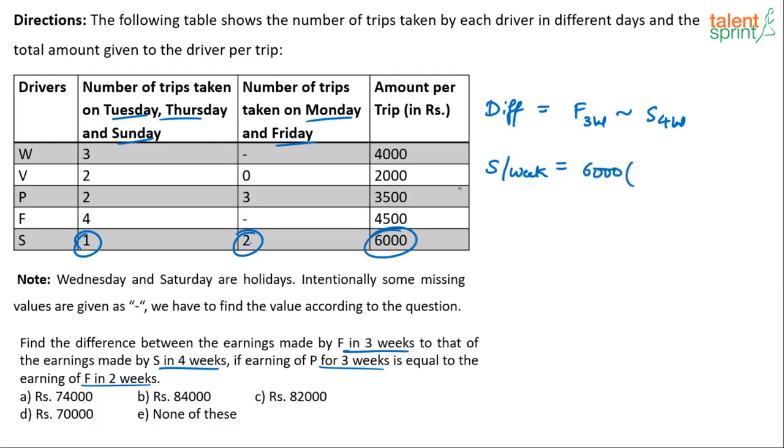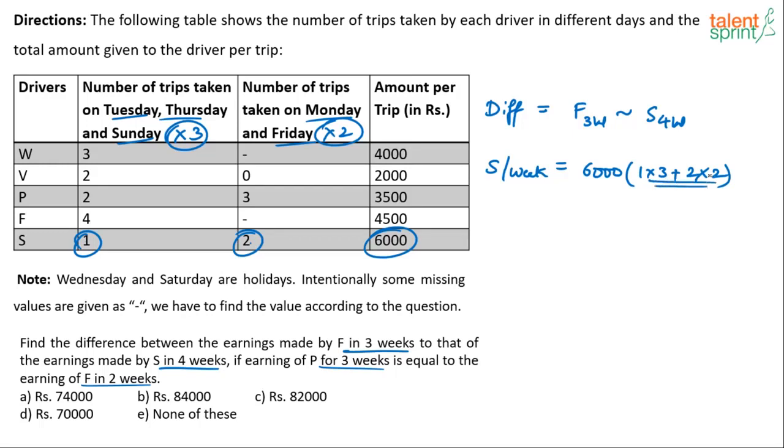6,000 into 1 into 3 plus 2 into 2. Yes or no? 1 into 3. You know why we are multiplying by 3 here? Basically the multiplication factor is 3 for the second column. For the third column, the multiplication factor is 2. Remember that. So 1 into 3, 2 into 2. So how much is that?